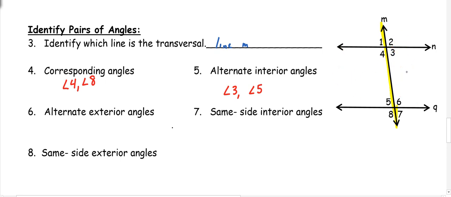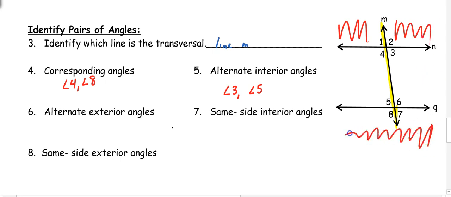Alternate exterior, so same idea, but now on the outside of the lines and on the opposite sides of the transversal. So let's say we pick angle 1, the opposite side would be angle 7. So angle 1 and angle 7 would be alternate exterior.